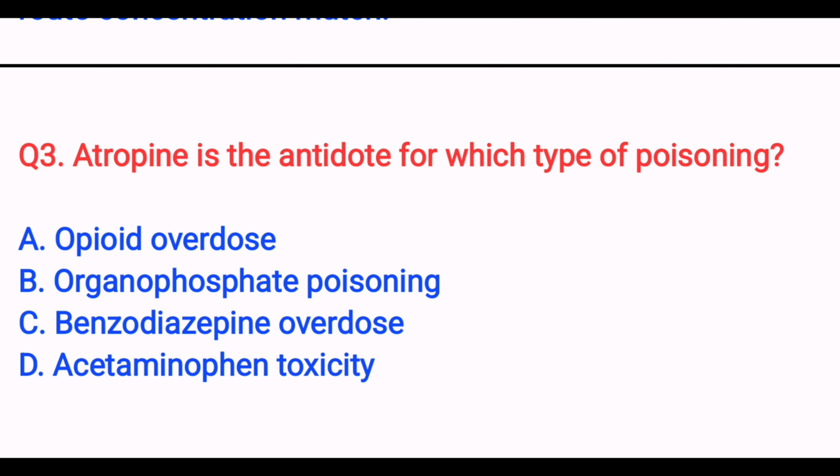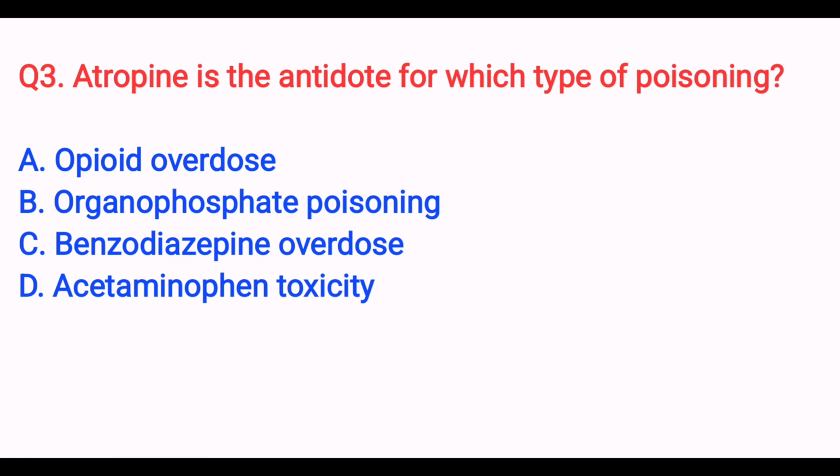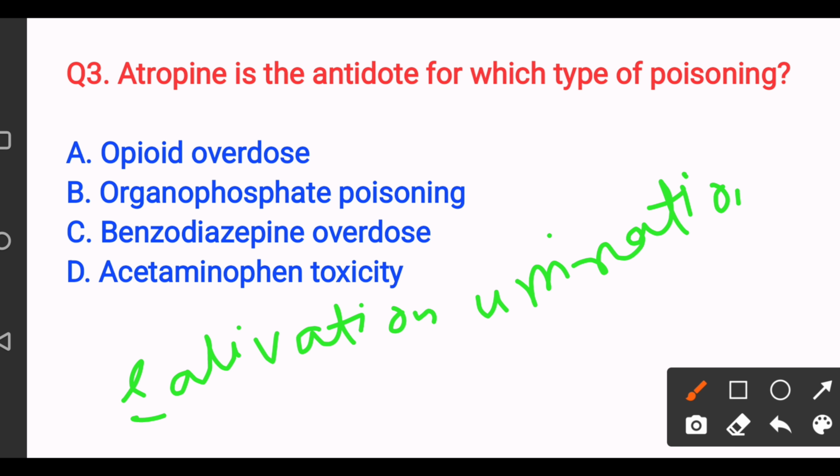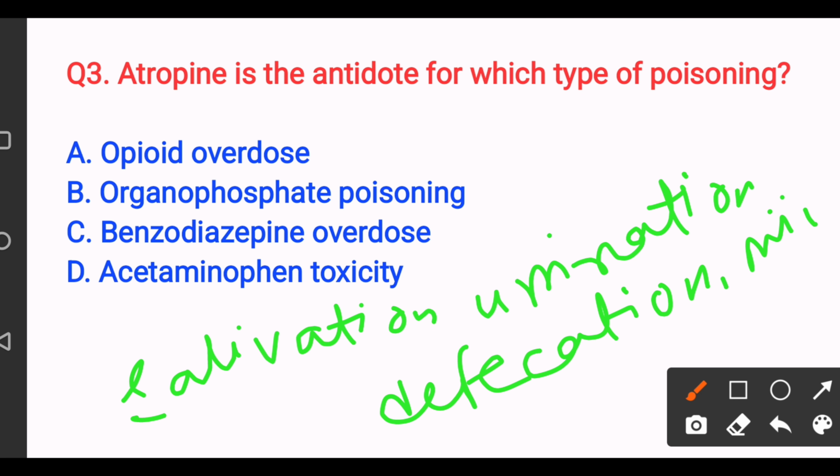Salivation, urination and defecation, and miosis, bradycardia. It is given until atropinization is achieved: dry skin, dilated pupils, heart rate greater than 80.